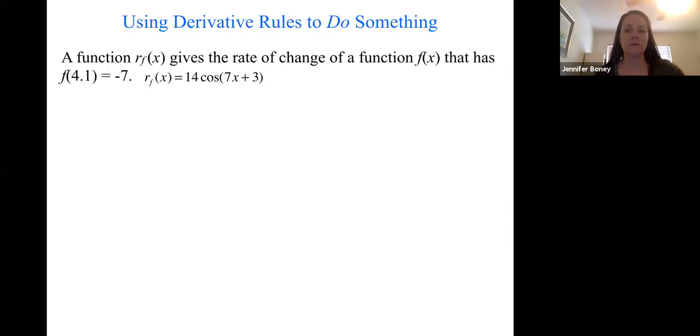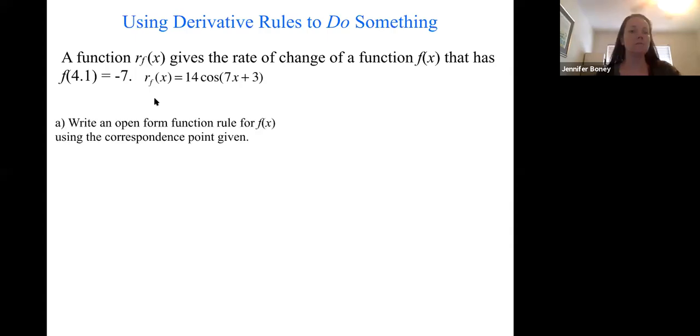So open form just means don't worry about the computations, express what needs to happen. This is the rate at which f changes. I know I can recreate the net accumulated change due to this rate by integrating, right? We can form accumulation by integrating a rate function. I'm just going to write it symbolically, r sub f of something. I want to write a function f of x, so I'll use x inside the integral.